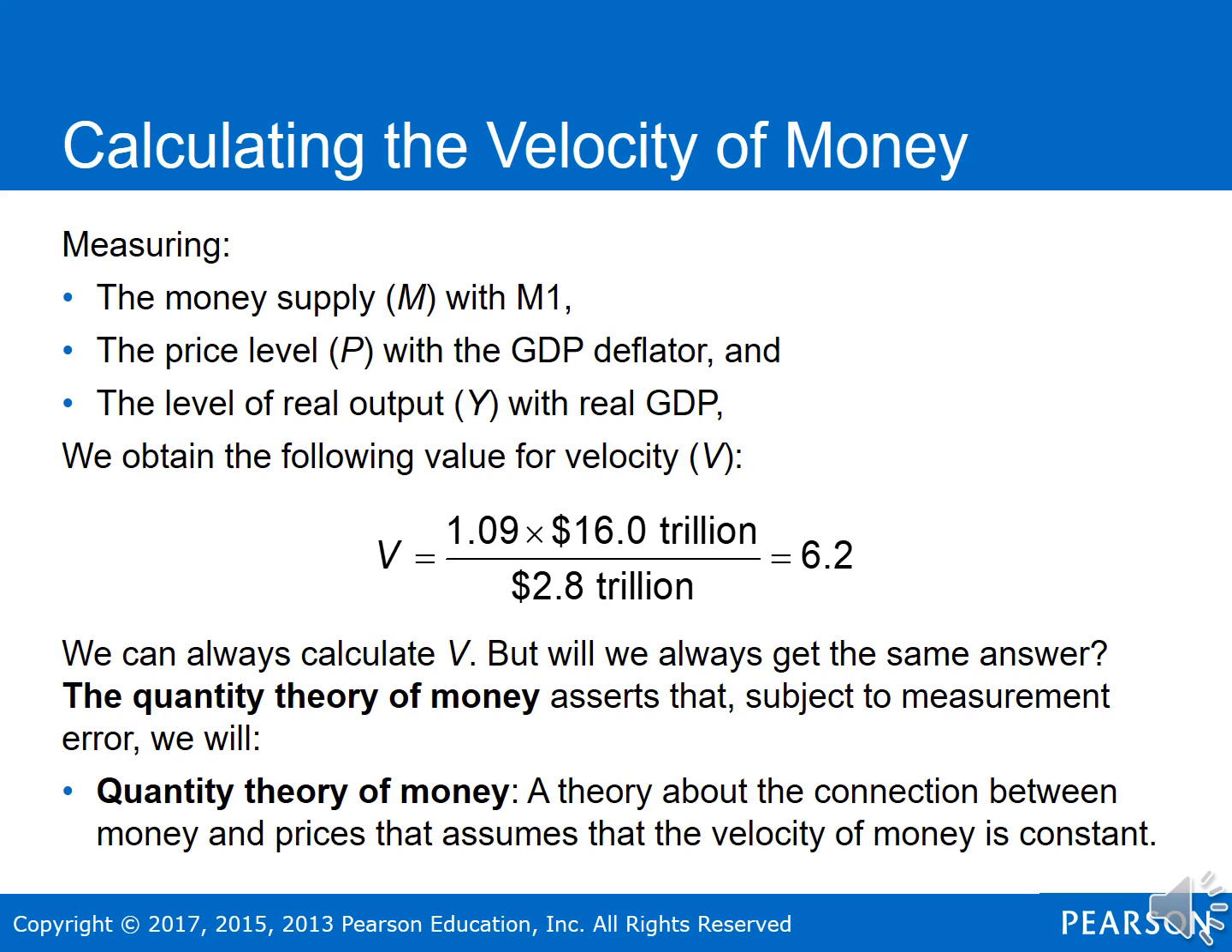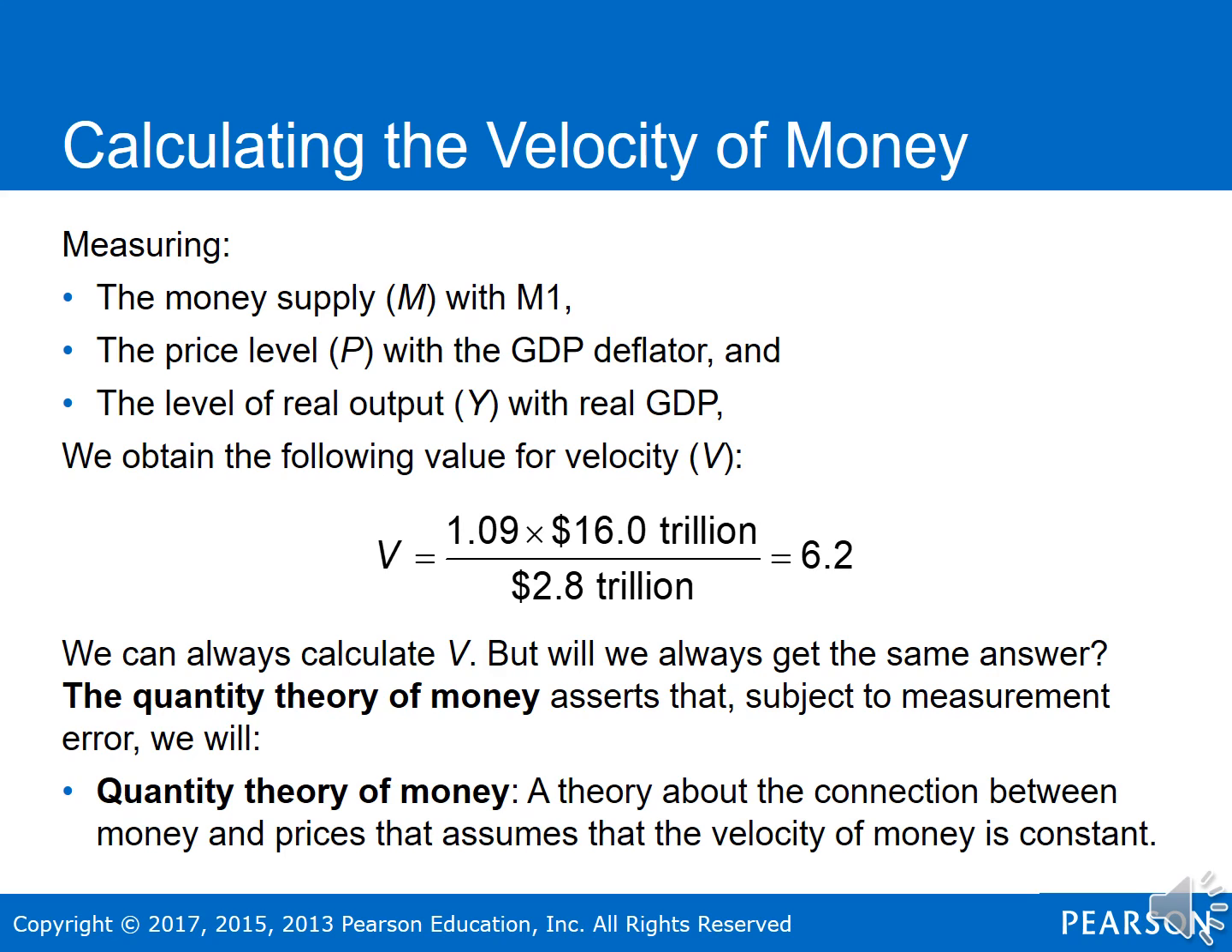So if we use the GDP deflator of 1.09, the GDP of 16 trillion, and the money supply of $2.8 trillion, the M1, that will equal 6.2. So what does this velocity tell us? It tells us that during each year, each dollar bill is spent on average 6.2 times.